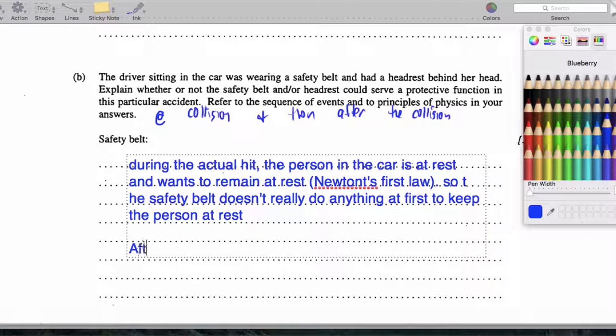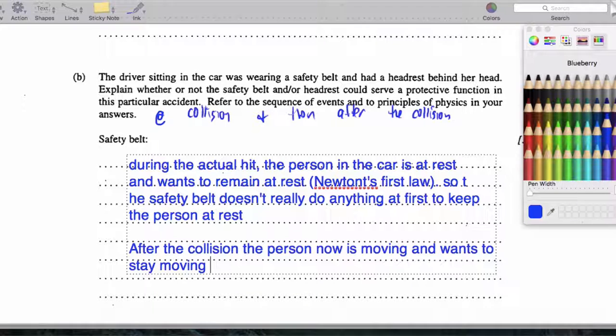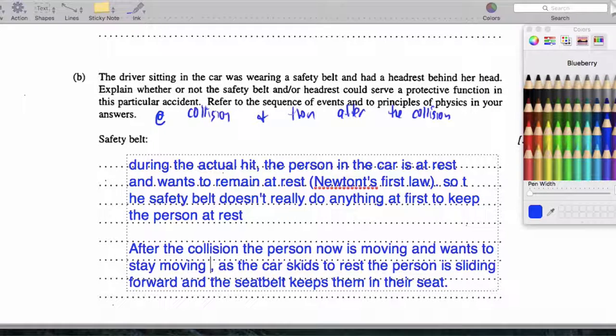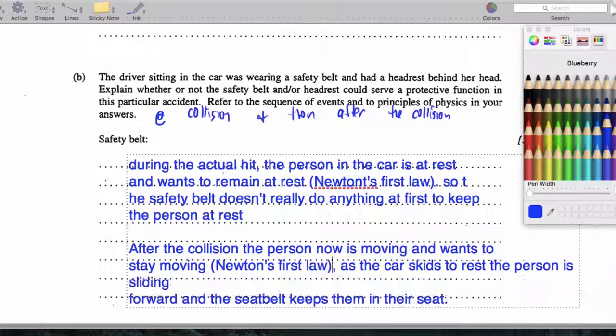Now, after the collision, the person now is moving and wants to stay moving. As the car skids to rest, the person is sliding forward, and the seat belt keeps them in their seat. Once again, let's also refer to this as Newton's first law. Okay? Because that is the rule. So that's it for that.